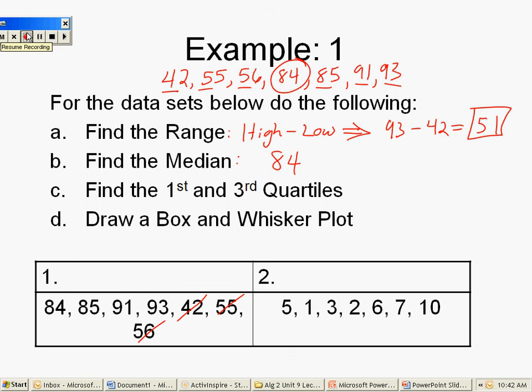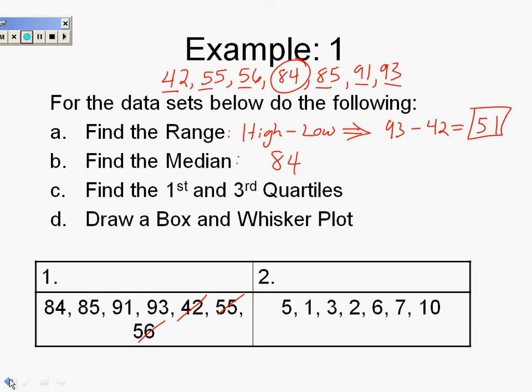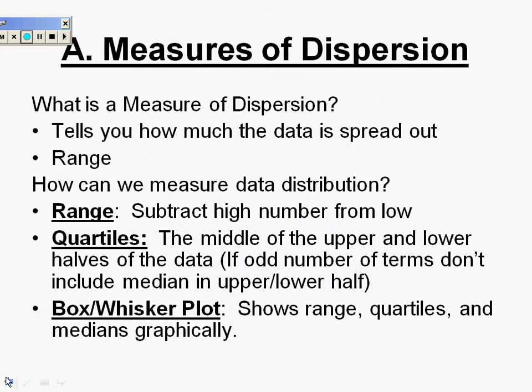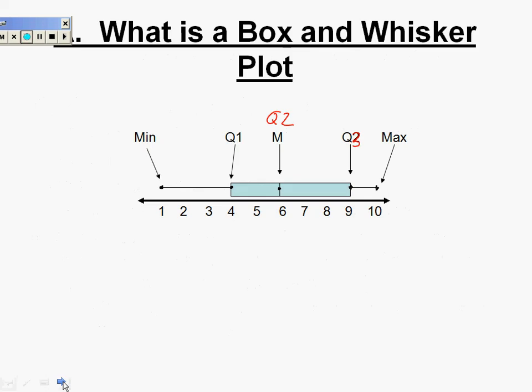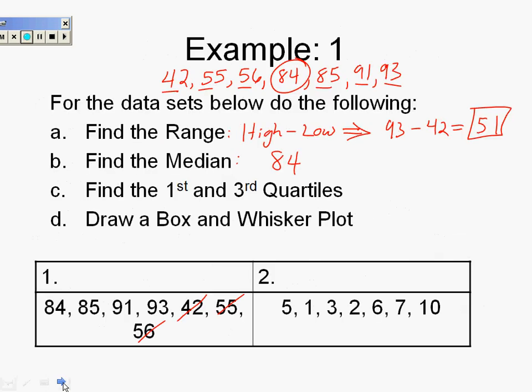Okay, now we're going to find the quartiles. Now let's backtrack a little bit here. Quartiles, it's the middle of the upper and lower halves of the data. But if there's an odd number of terms, we don't include the median. In other words, if you do have a number right in the middle, don't include it in the upper and lower half. So do I have a number right in the middle? Yeah. So I'm not going to pay attention to this when I'm looking at the upper and lower half. So here's my lower half, and here's my upper half.